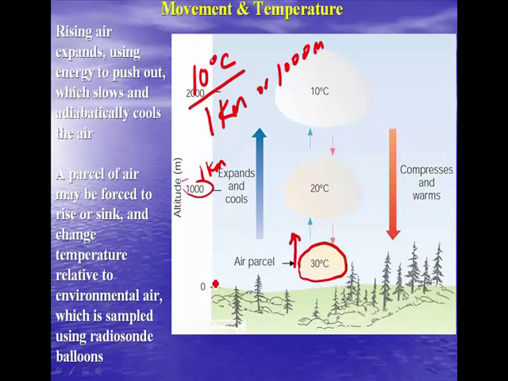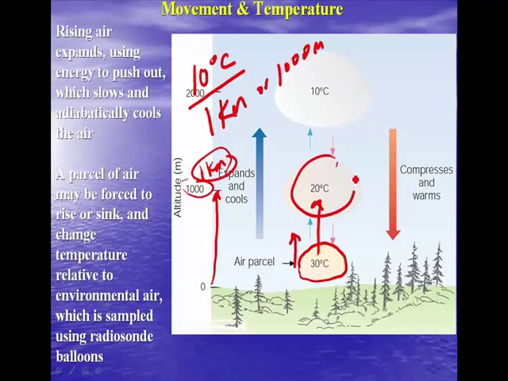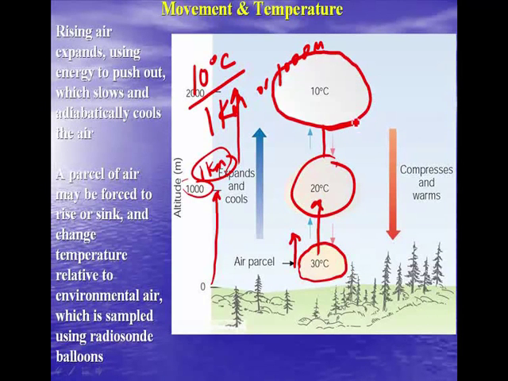And we see that as it went from the surface up to 1,000 meters, or 1 kilometer, it went from 30 to 20. And of course it changed its temperature because of the work it's doing against the atmosphere as it begins to expend some of its energy. If we raise it another kilometer, or another 1,000 meters, up to 2,000, it decreases down to 10. It becomes even larger. So again, the rising air expands, it uses its energy to push out, which slows the molecular speed inside the air parcel, and so it cools.